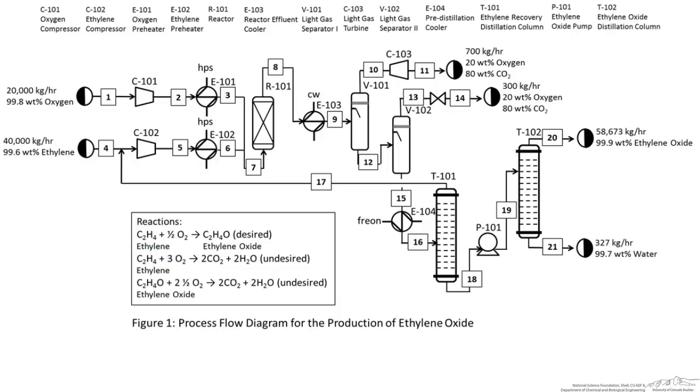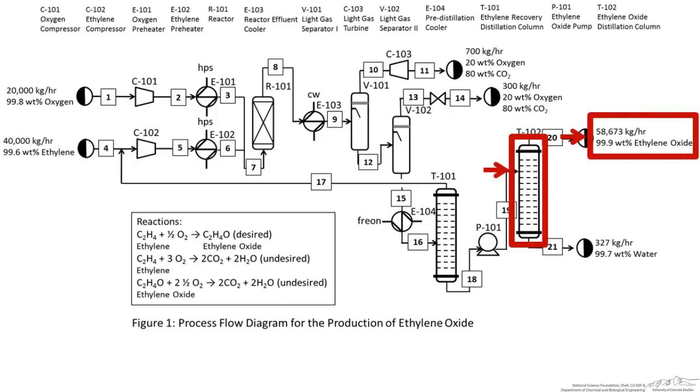Before being further separated, the liquid ethylene oxide and water stream are sent to a pump to help increase the pressure, which helps facilitate their separation. In the second distillation column, ethylene oxide is separated in the distillate, while water is removed from the bottoms.